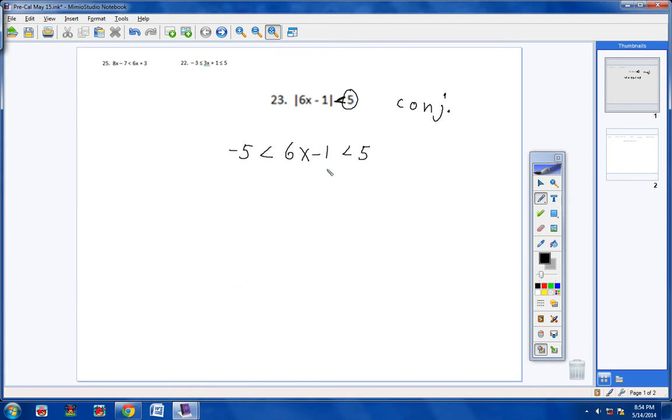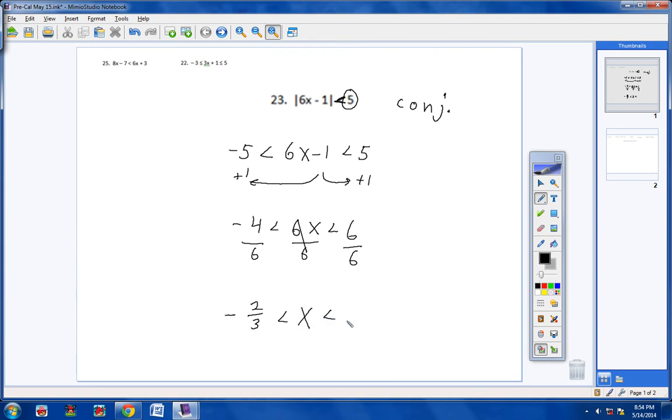Remember how you do this? You want to get x all by itself in the middle, so you bring the 1 this way and put a +1, and bring the 1 this way and put a +1. So I'm left with -4 less than 6x less than 6. And now because I want to get x by itself, I divide everything by 6. Okay, so I'm left with -2/3 here. In the middle, my 6's cancel, and I'm left with x. And then on the right, I'm left with 1. So there's your answer. x is greater than negative 2/3 and less than 1.